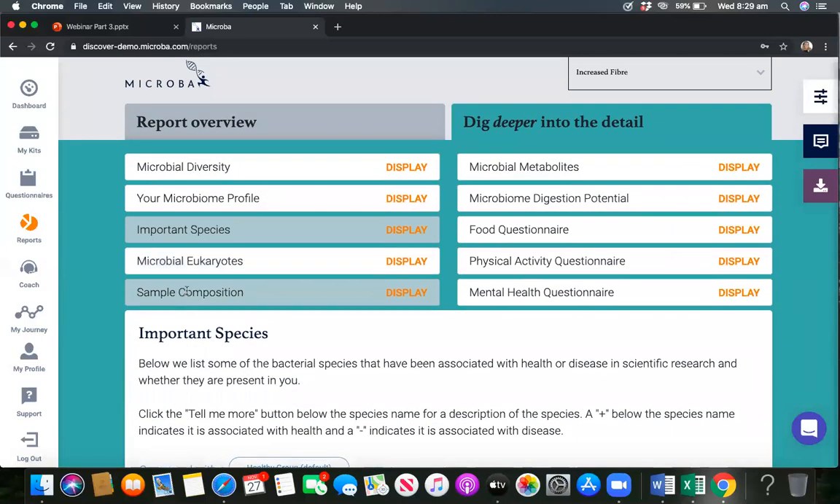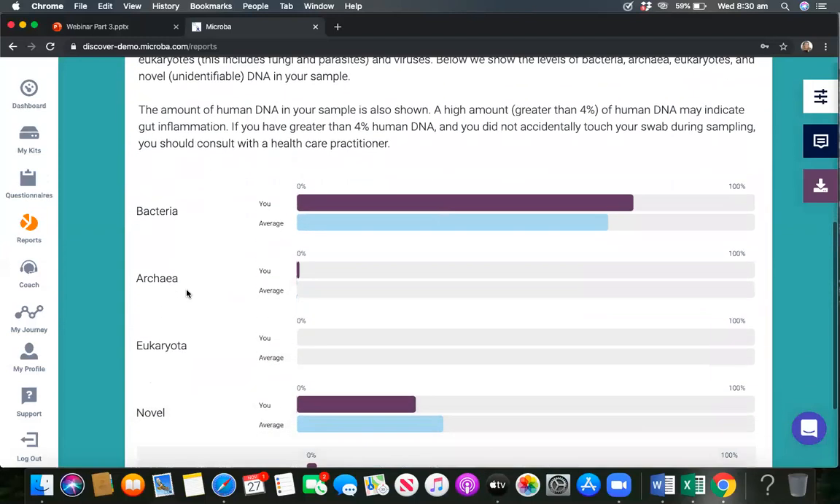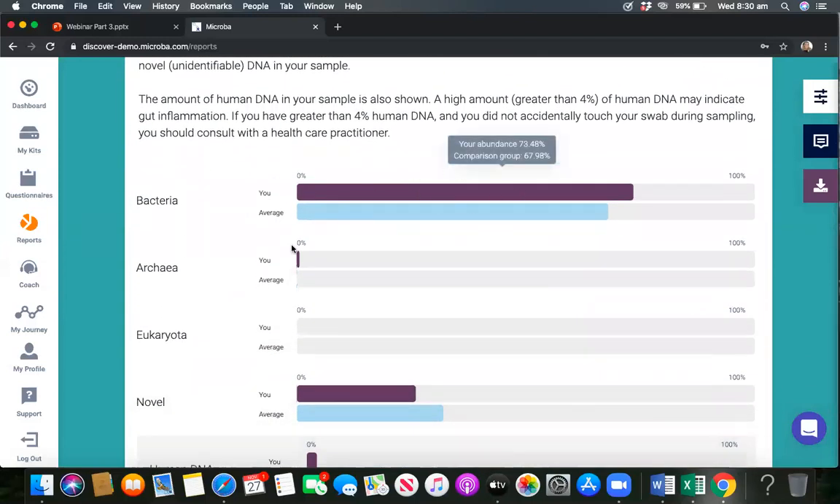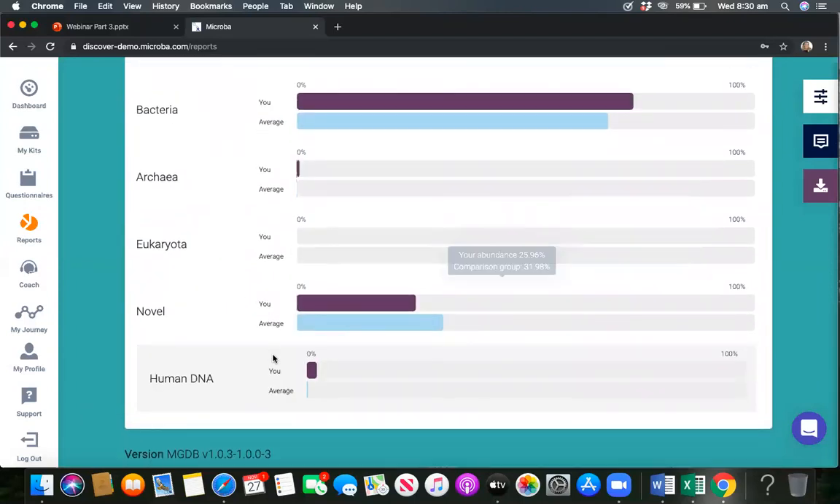Then we have a look at sample composition. This is one thing that you'll be looking at as a practitioner. So we look at the amount of bacteria that we're able to read and report on, as well as the novel species, but we also look at the human DNA. So Bianca mentioned this a little bit earlier in the clinical reference guide.